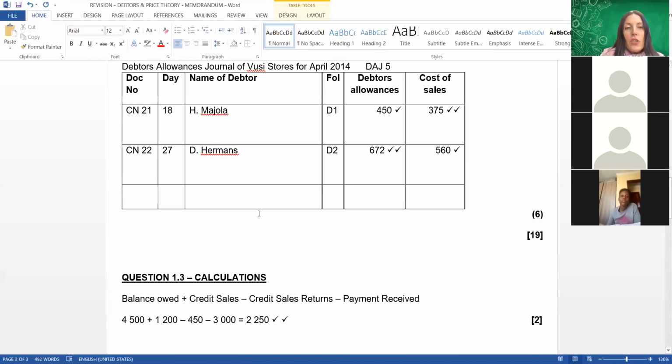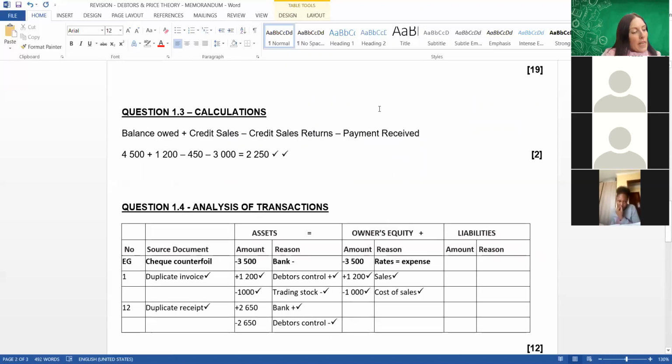Right, then question 1.3. They asked us, determine the amount owed to the business by H. Majola at the end of the month. Now, I hope some of you got this right. Let's see how we got to this amount. First of all, what did he owe in the beginning of the month? He owed 4,500. Then we sold to him for 1,200, so we added that to the 4,500.